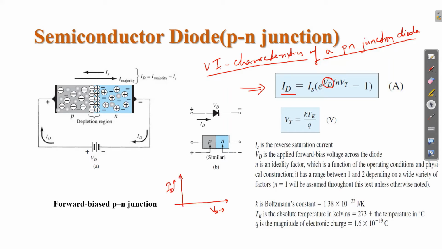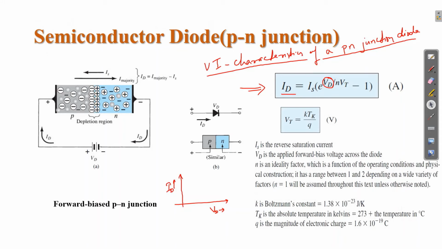Conventionally, in the VI characteristics of a PN junction diode, we represent the diode current ID on the y-axis, and the diode voltage VD is represented on the x-axis. So this is what the VI characteristics of a PN junction will look like in terms of axes. Now, how the curve will look depends upon the diode equation. The VI characteristic is nothing but the exact graphical plotting of this particular diode equation.